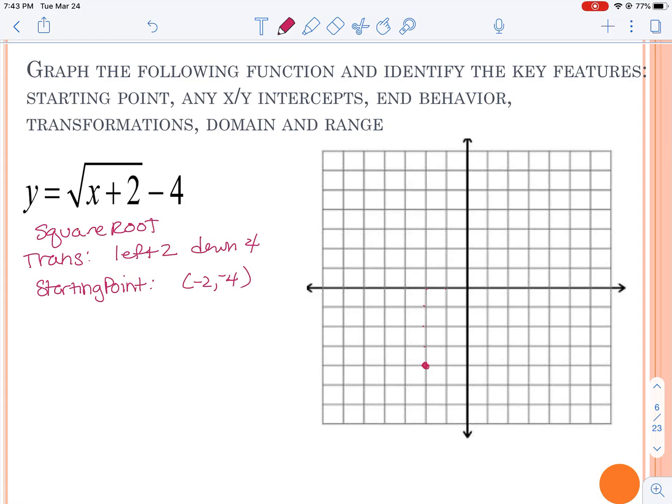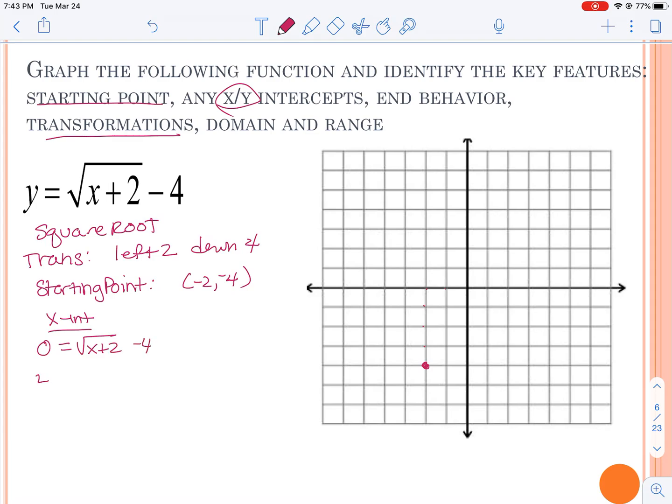Now I know that's going to arc up, so I can visualize that it will cross the x and the y axis. So let's see, we've done the transformations, we've done the starting point, so let's do those x and y intercepts. So again, just like we did on quadratics, if you want to do an x-intercept, you have to plug in or substitute in 0 for the y, okay?